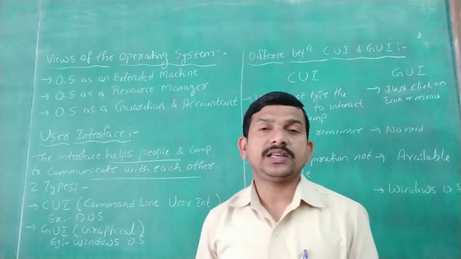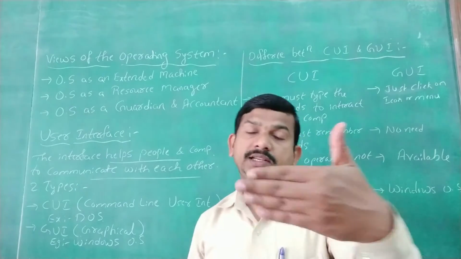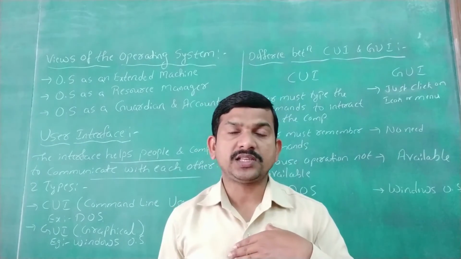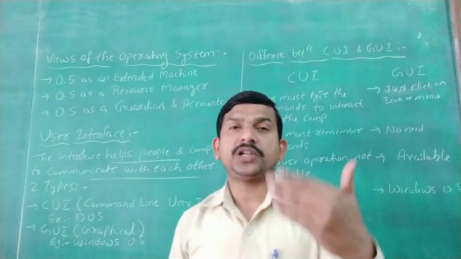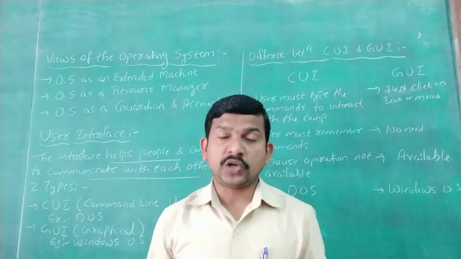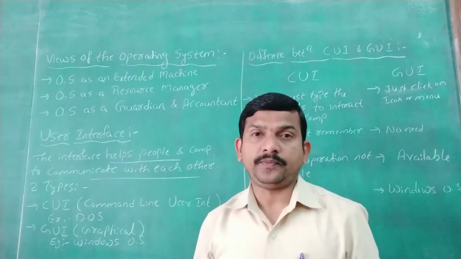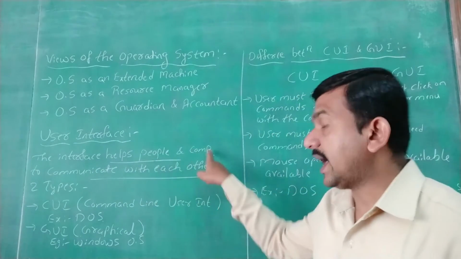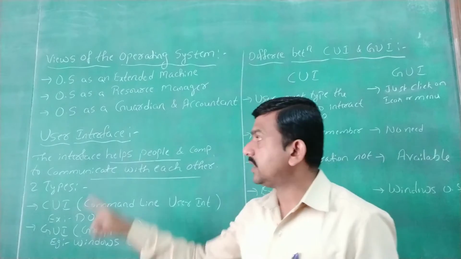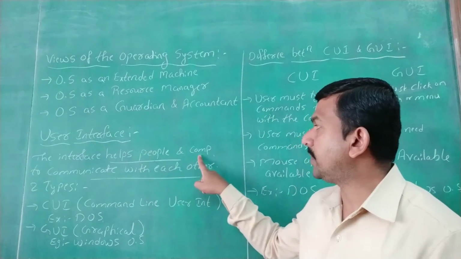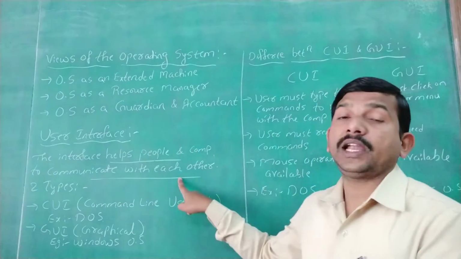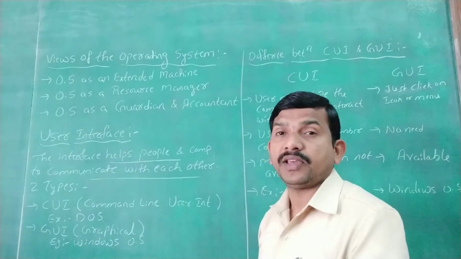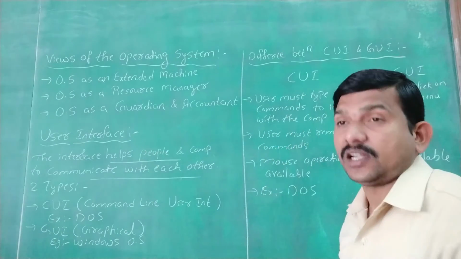Why do we require interfaces? To communicate with the computer. The user wants this because he wants to communicate with the computer system. The computer wants it because it wants to communicate with the user. So it helps people as well as the computer. Thus the interface helps both people and computers to communicate with each other. To communicate with each other, we require some interface, which is nothing but the user interface.